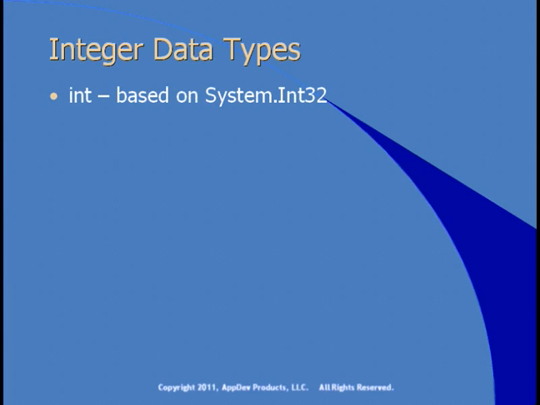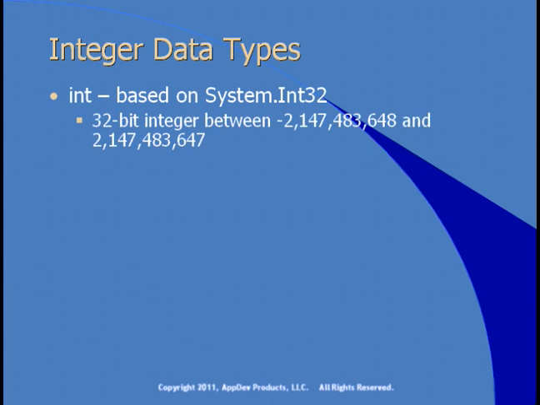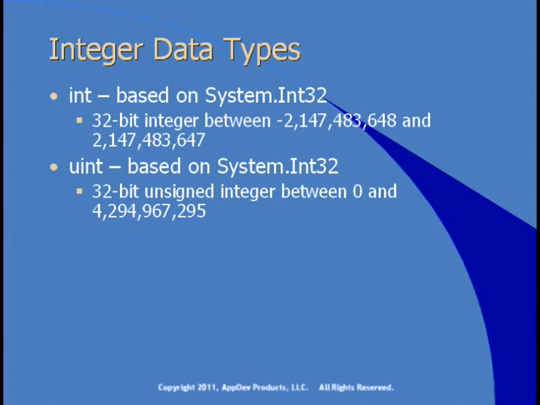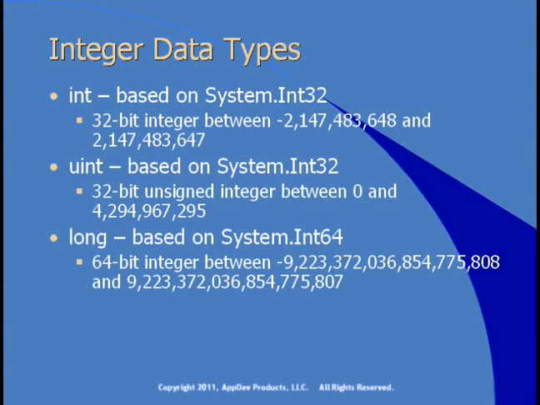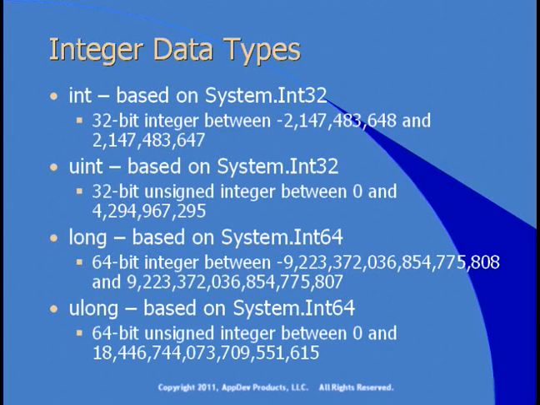Increasing in size, next we come to the int, based on System.Int32. This is a 32-bit integer between -2 billion and +2 billion. The unsigned version is uint, and that stores numbers between 0 and 4 billion. And the largest integer data type is the long, based on System.Int64. This is a 64-bit integer between a very large negative number and a very large positive number. And then there's the unsigned long, which stores an unsigned integer between 0 and a very, very large number.